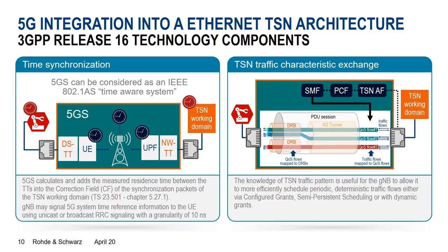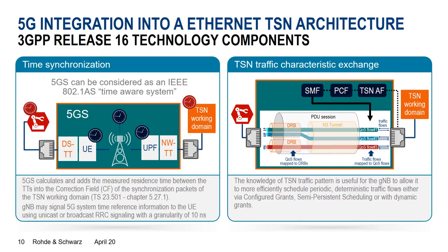Essentially, the 5G system calculates and adds the measured residence time, so the time that is occupied within the 5G system, between these translator functions on either side, on the UE side and UPF side. And these are taken into account for the correction fields of the synchronization packets of the TSN working domain. You have that described in much more detail in specification 23.401.